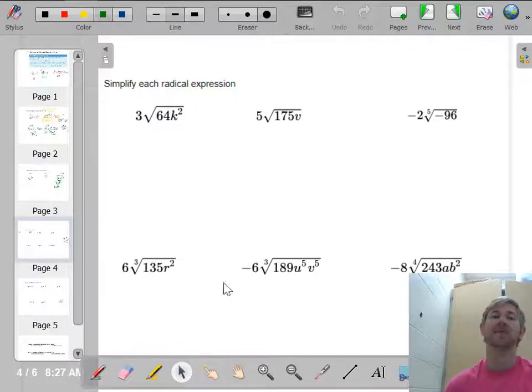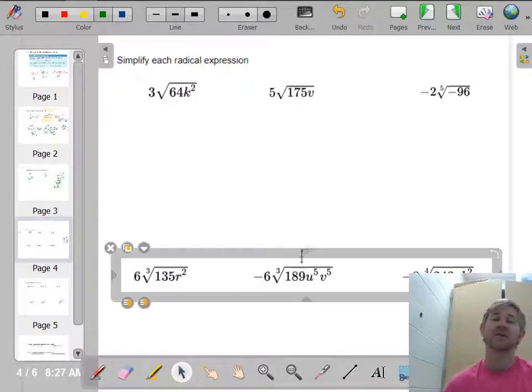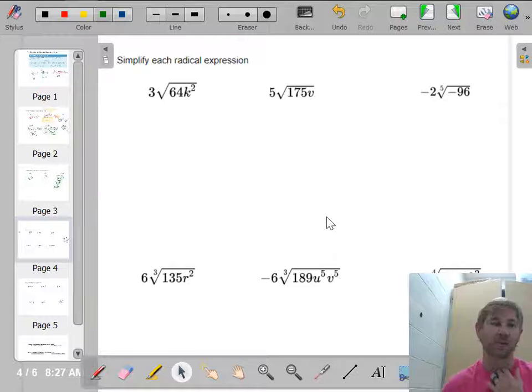Now let's practice simplifying radicals. Sometimes you can do these in your head and you can just figure out the roots, but I'm going to show you a strategy that works for any type of root and really any type of simplified problem here. The first thing I'm going to do is to get a prime factorization of 64.